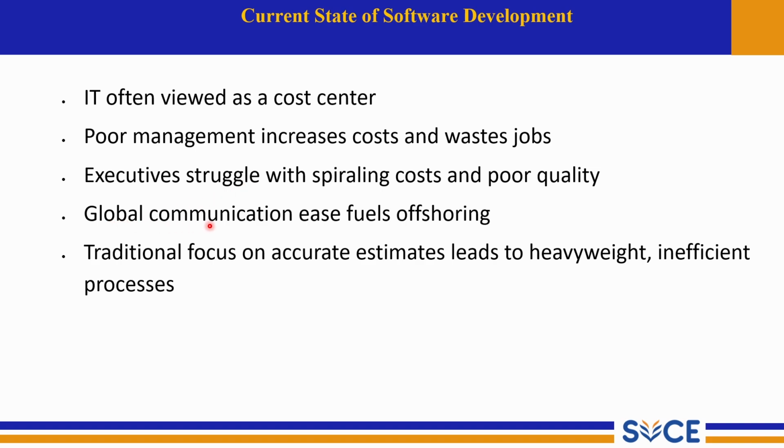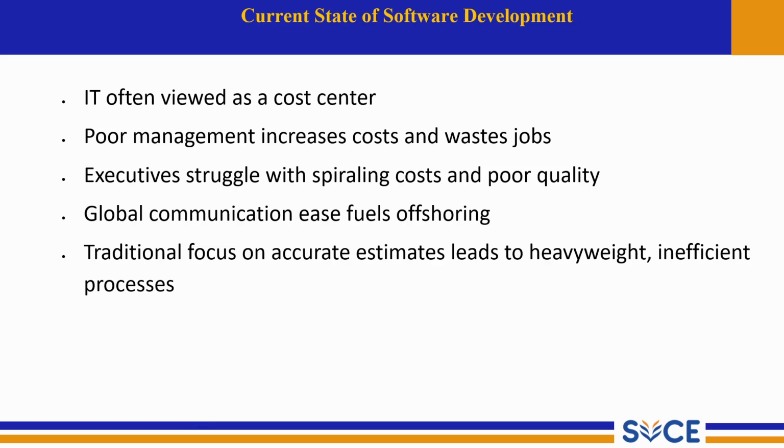Global communication fuels offshoring. In other words, with easier communication, companies sent work abroad but quality problems remained. And next, the traditional focus on accurate estimates led to heavyweight, inefficient processes. This explains why rigid processes and heavy reliance on estimates slow down development.